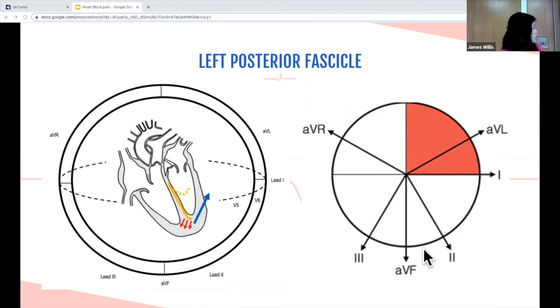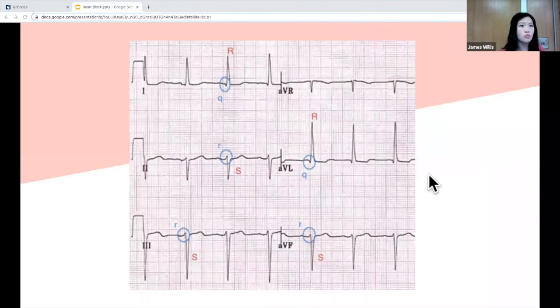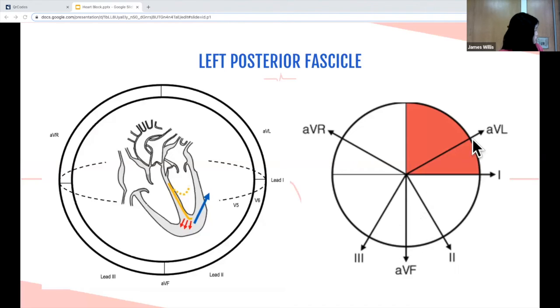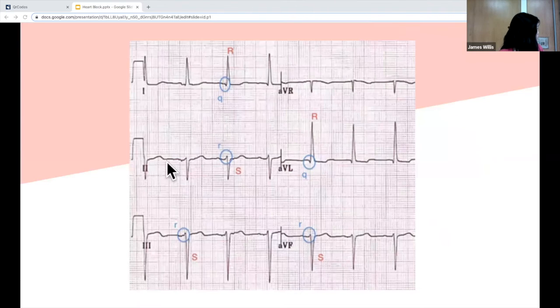So if you're going away from the inferior, it's going to be negative in the inferior leads and then positive in the lateral leads. So a normal posterior fascicle is supposed to look like this, right? Negative in the inferior, positive in the lateral. So let that soak in. So that's what anterior and posterior fascicle are supposed to do.